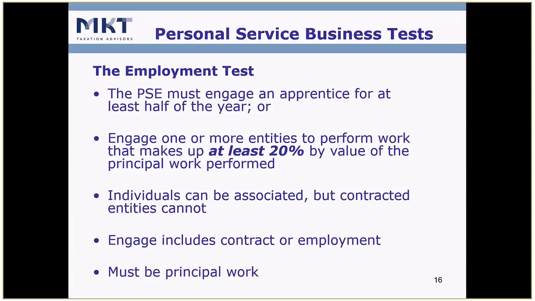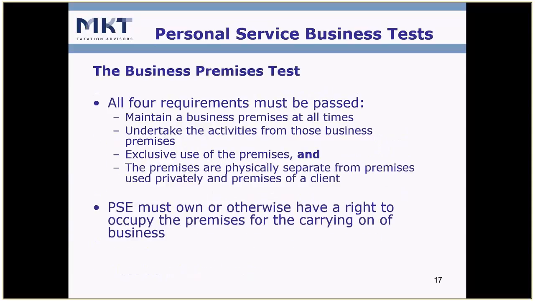Individuals can be associated, so they can be spouses or family members. Strangely enough, those spouses or family members couldn't contract through their own entities. That wouldn't count. So they have to actually be employed. Others could just be contracted. They don't have to actually be an employee. So you could contract out outsourcing work, say, which a number of accountants do, and that would still qualify.